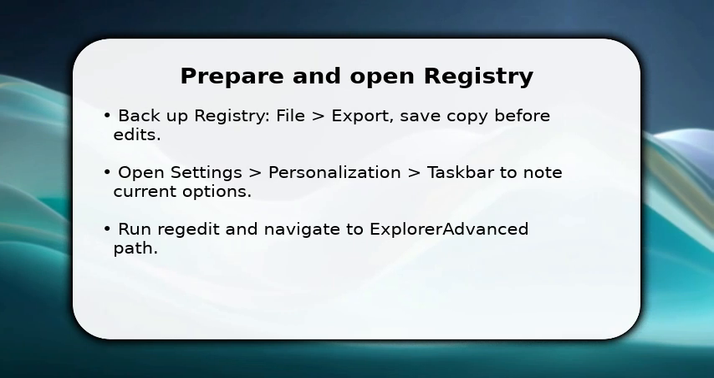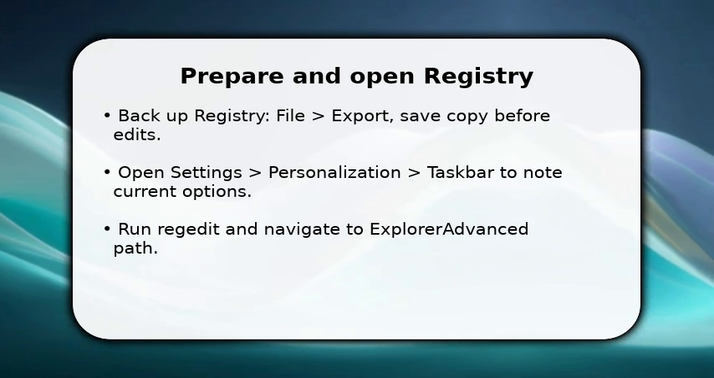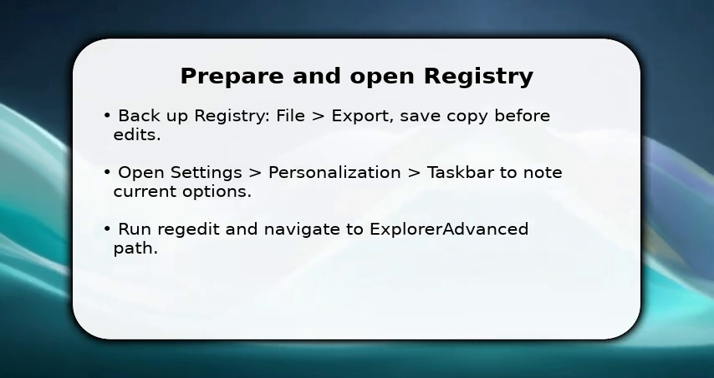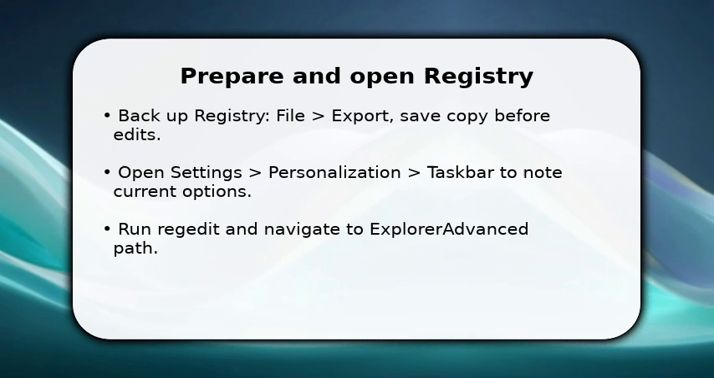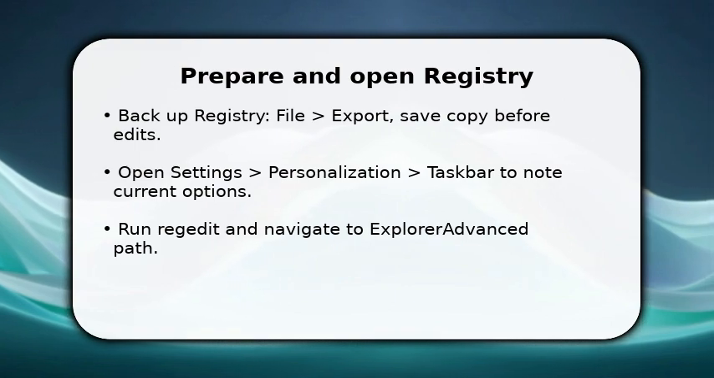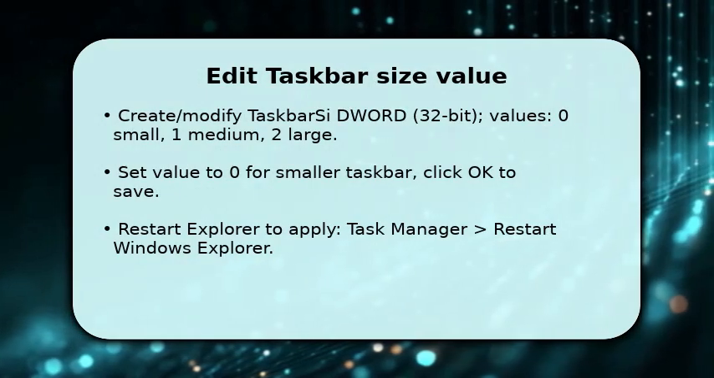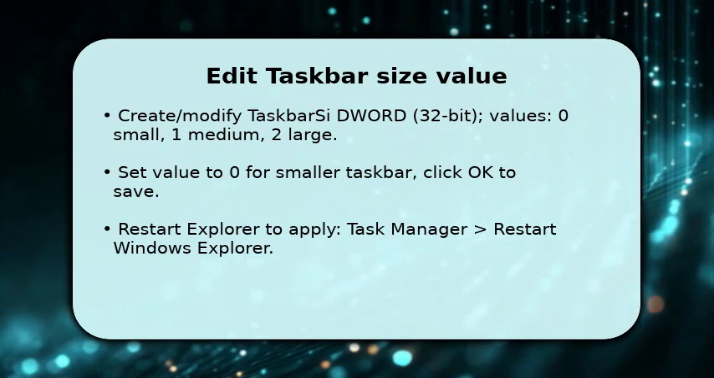Next, run regedit and go to HKEY_CURRENT_USER\Software\Microsoft\Windows\CurrentVersion\Explorer\Advanced. You're doing this because the Windows 11 UI doesn't expose a smaller size. Now you'll change the value that actually controls size and then apply it.